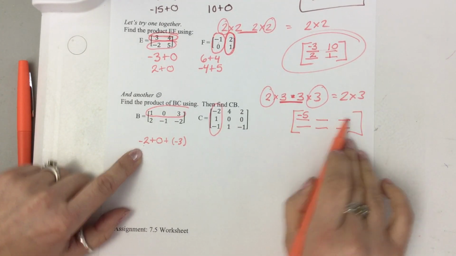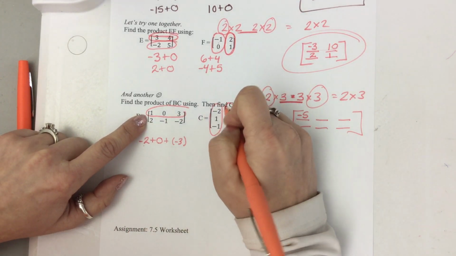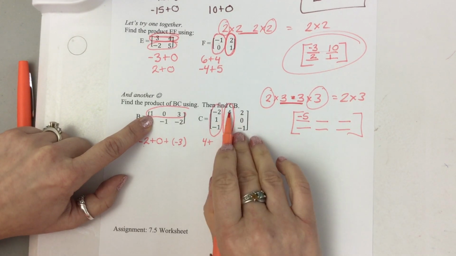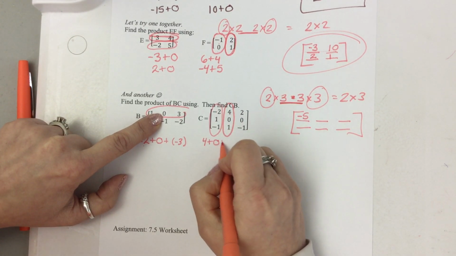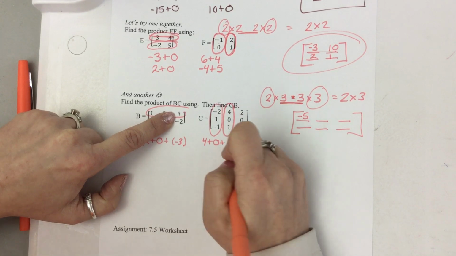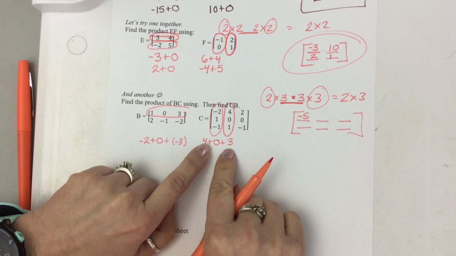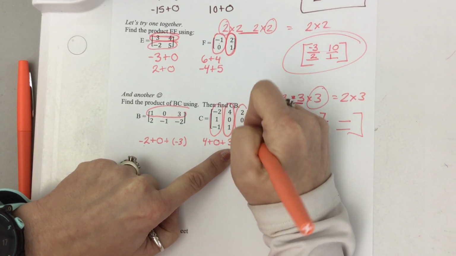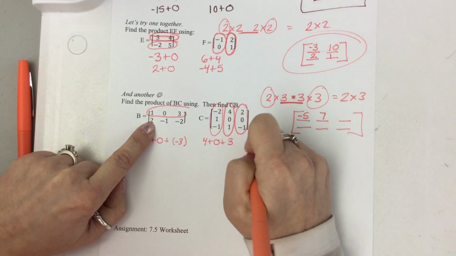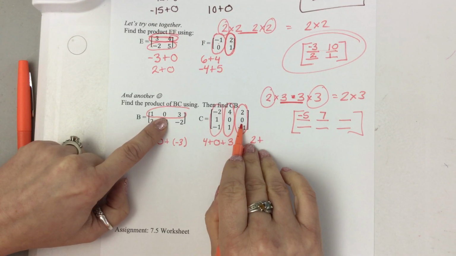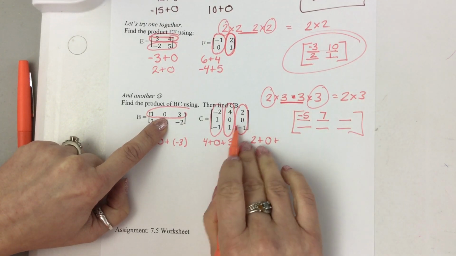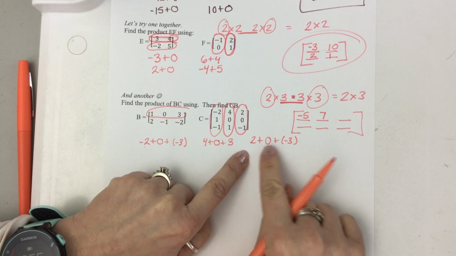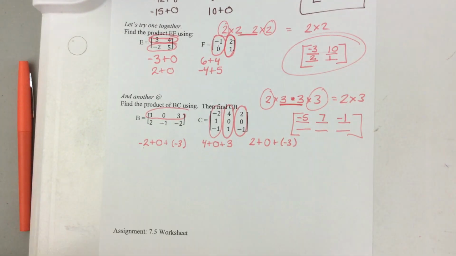I still have values to find in row 1, so I'm staying here. I'm just going over to the second column. 1 times 4 is 4, plus 0 times 0 is 0, plus 3 times 1 is 3. Add them together. 4 plus 0 plus 3 is 7. Stay at the top, but go to the third column. 1 times 2 is 2, plus 0 times 0 is 0, plus 3 times negative 1 is negative 3. 2 plus 0 plus negative 3 is negative 1.